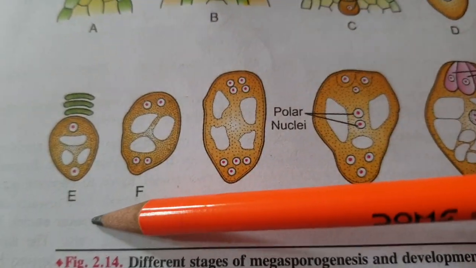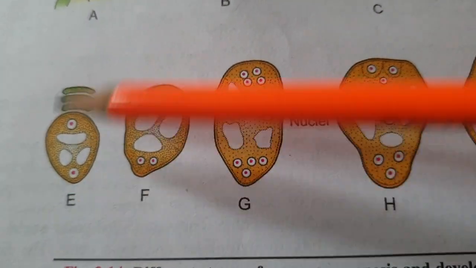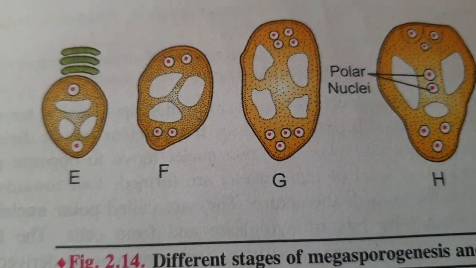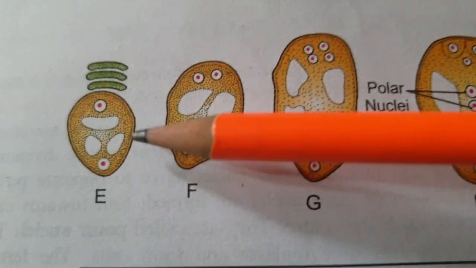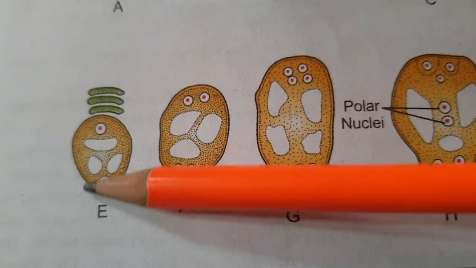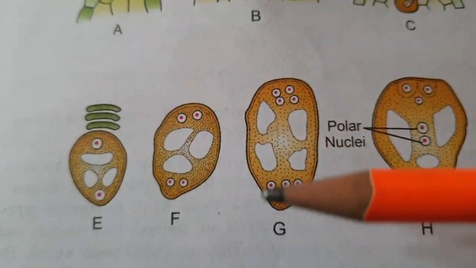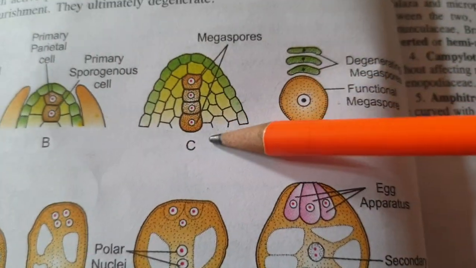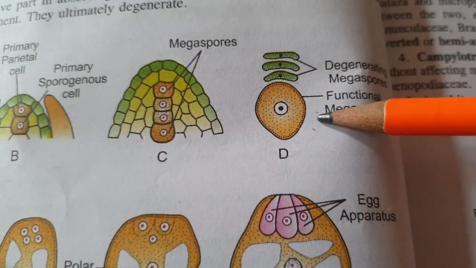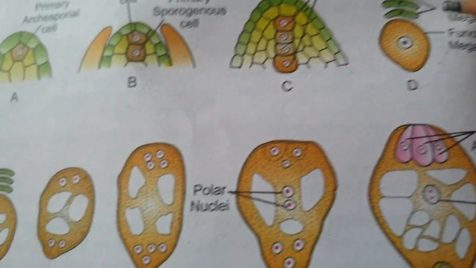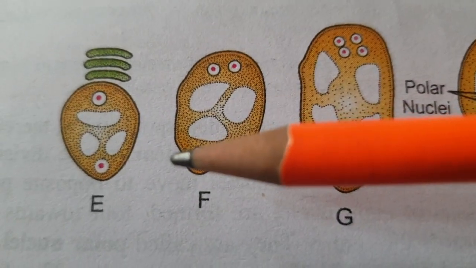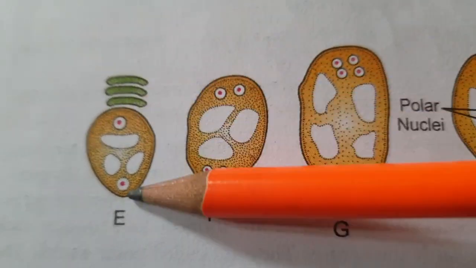Welcome to the next part, that is the female gametophyte development or the megagametogenesis process. Here we observe the functional megaspore. Earlier we saw how the megaspore mother cell forms a linear tetrad and develops into a functional megaspore. Now this functional megaspore divides initially by mitosis into two daughter cells.